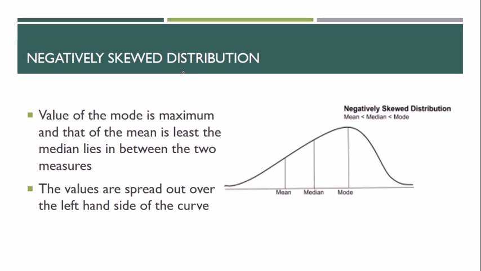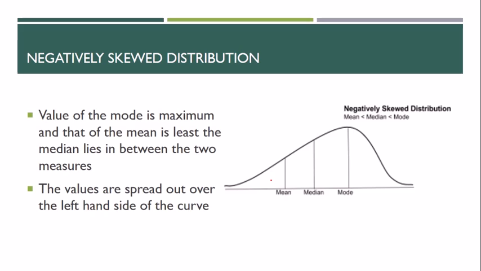Okay, now let's go on to the negatively skewed distribution. Is this what came to your mind? Okay, so in a negatively skewed distribution, things are a bit different. Over here, the mean is the least and the mode is at its maximum, but the median lies between the mean and mode. Here mean is less than median less than mode, and the values are spread out over the left hand side of the curve. Okay, just the opposite of what we have seen in the positively skewed distribution.